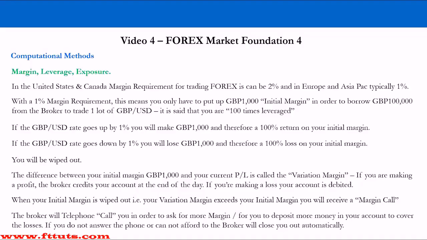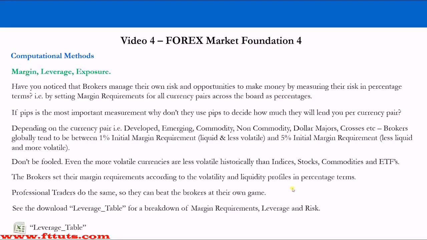And if you're going on the broker's platform and they themselves, in their own language, are using and calculating risk in percentage terms, then why do you think they want you to trade and calculate everything not on their terms, but in terms of pip values? So what you'll notice is that brokers themselves manage their own risk and opportunities to make money by measuring their risk in percentage terms.